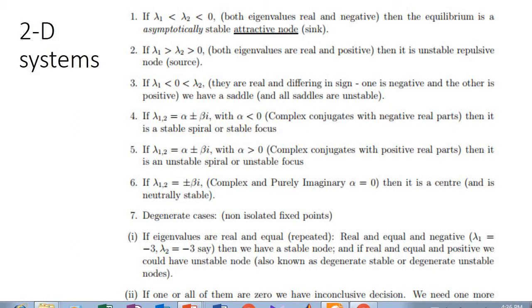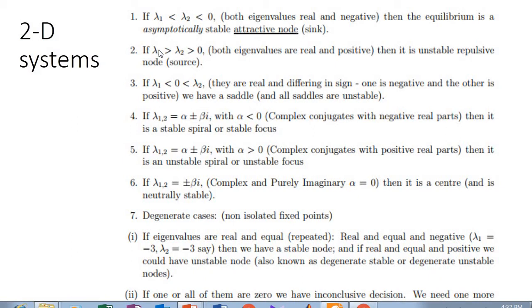Welcome back. In this lesson we're going to look at the method of using the eigenvalue approach in determining the stability of a dynamical system, usually a 2D system. So if you find your eigenvalues or your characteristic equation and then discover that, in the first case, lambda 1 and lambda 2 are both less than 0, so both eigenvalues are real and negative, then the equilibrium point is asymptotically stable, or it's an attractive node or a sink.